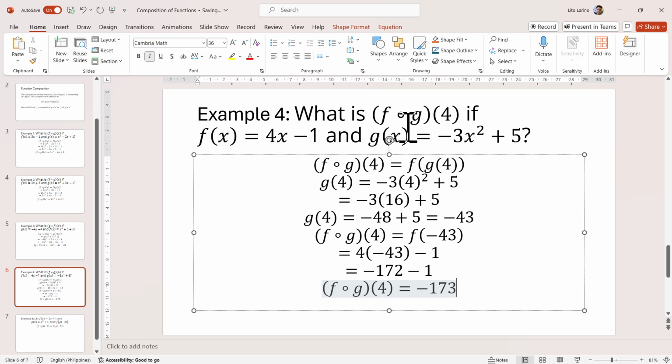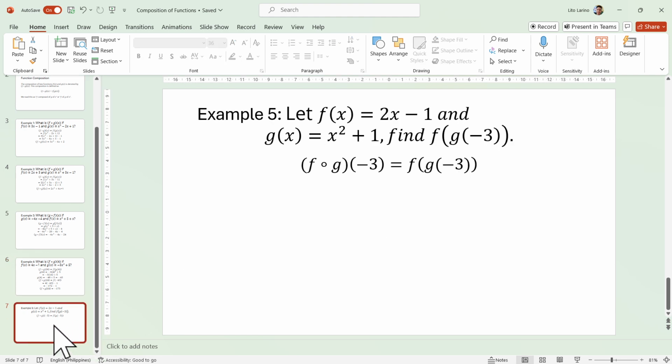Okay? So in this example, there is a specified value for our variable x, which is 4. And that is f composed of g of 4. To do this, we first evaluate g of 4. Evaluate our g of x function at x equals 4. And we did it, and we got negative 43. And this negative 43 will be the value of our x variable in our function f of x to get our desired f composed of g of 4. So again, f composed of g of 4 is equal to f of negative 43. Simplifying, we have negative 173.